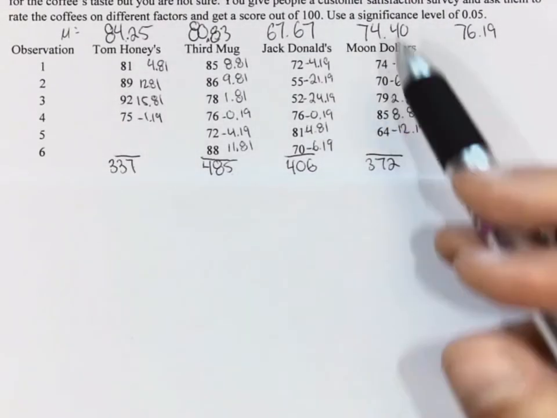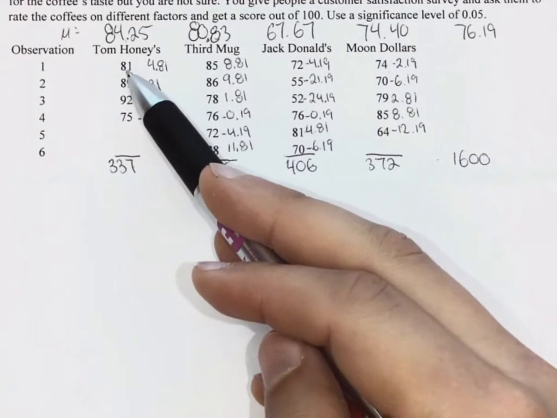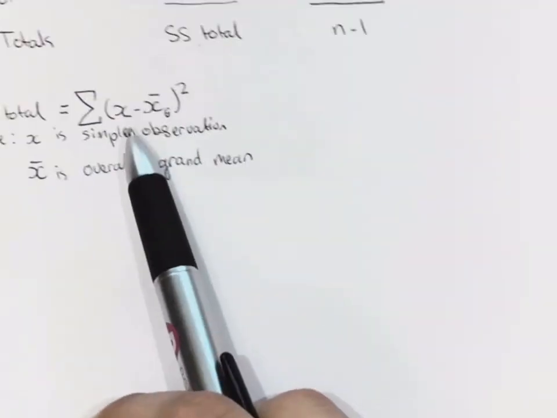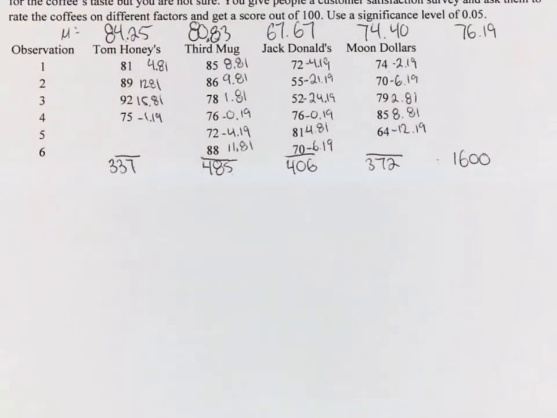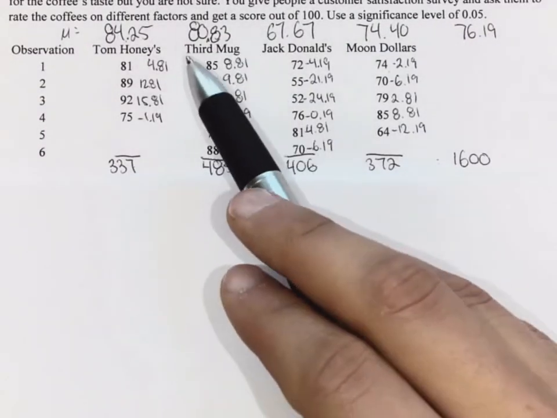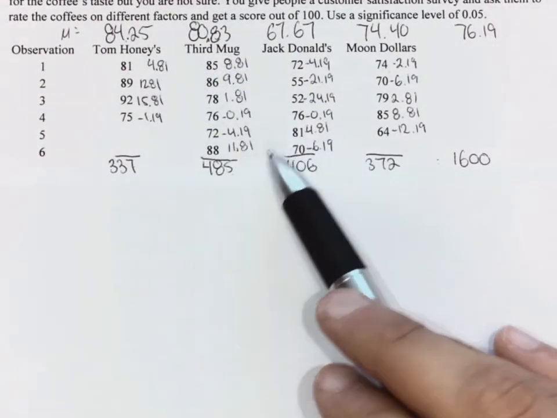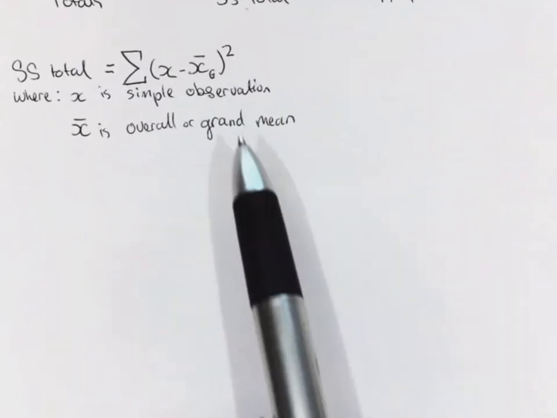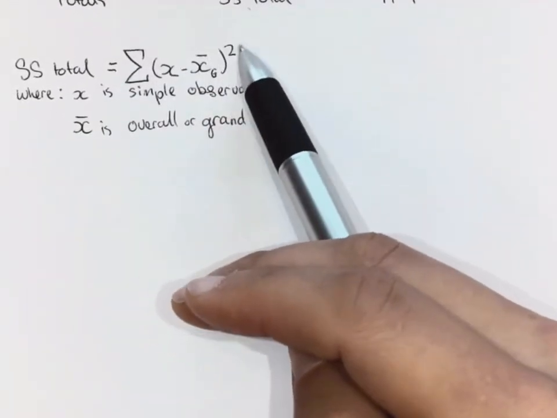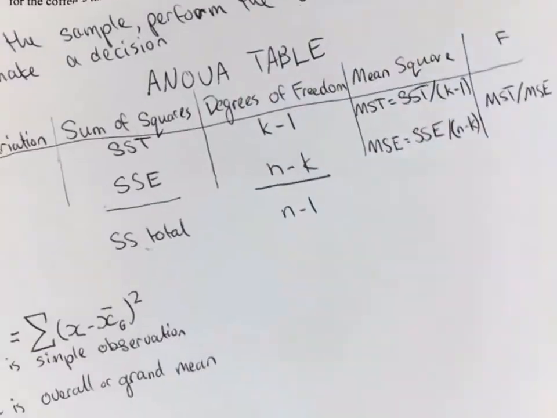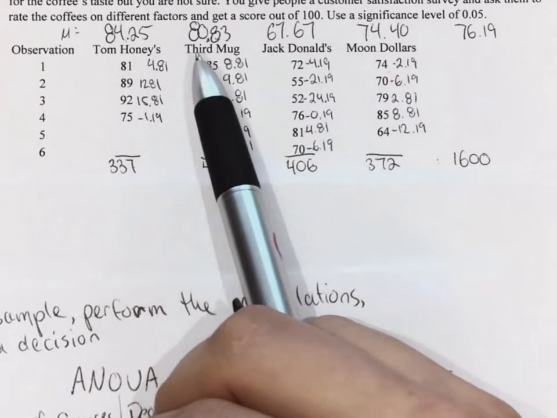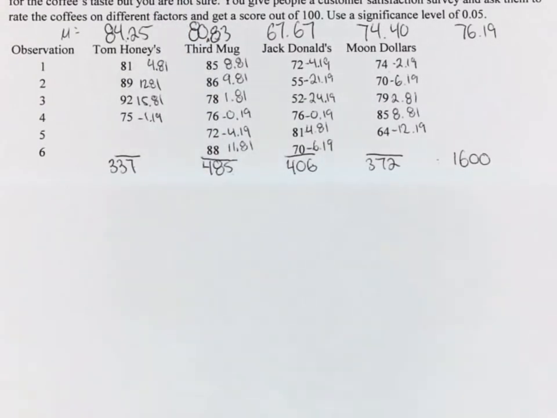And so we've determined our simple observation less our overall grand mean for each observation. And now we need to add up. So we need to square each of these numbers because, as you can see here, these are in brackets, so we square it and then we add them all up to get our SS total. So once again, I'm going to square them right beside it. If you feel the need to create a new chart, feel free to do so. This might get a little tight.